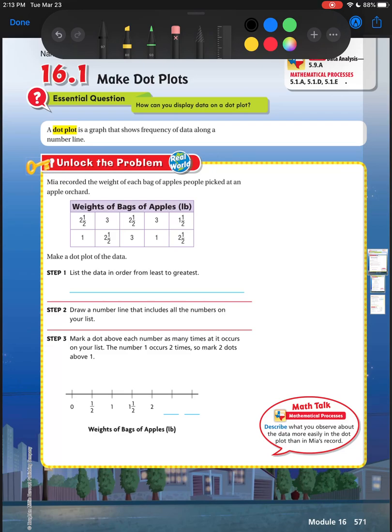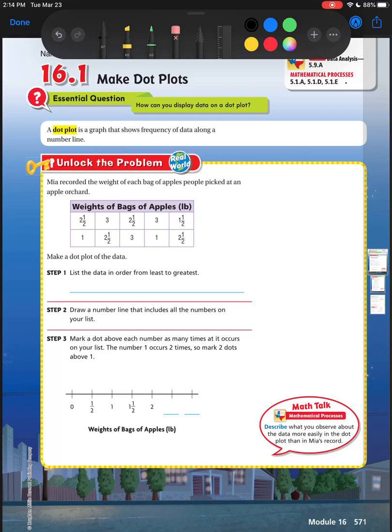We're going to make some dot plots and we're going to analyze dot plots. So dot plots are basically a graph that shows the frequency of data along a number line. It's basically like a frequency table, except we show it on a number line. So let's look at our table. It shows that Mia recorded the weight of each bag of apples people picked at an apple orchard.